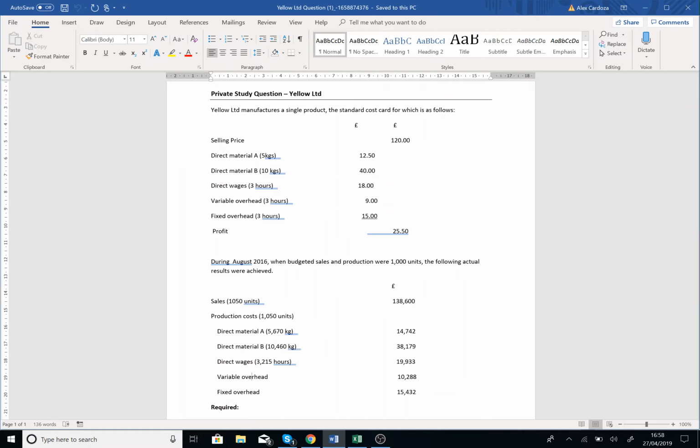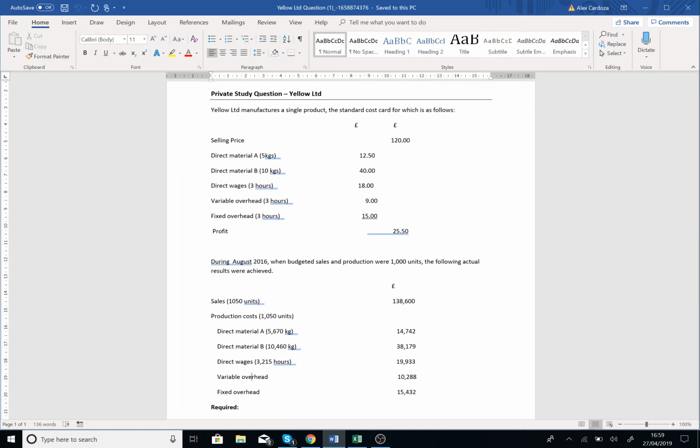It's a similar concept to the sales volume variance, yeah? Because in the sales volume variance, you're comparing how many units you thought you would sell versus how much you actually sold, and you times it by your budgeted price. Here, with direct material A, you're comparing how much you expected to use versus how much you actually used, and you're going to times that by your budgeted price.